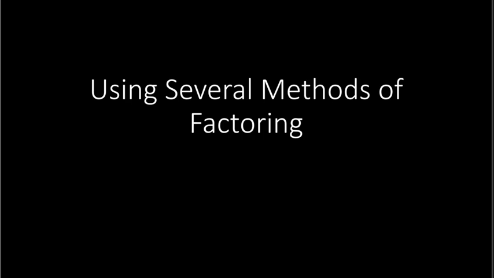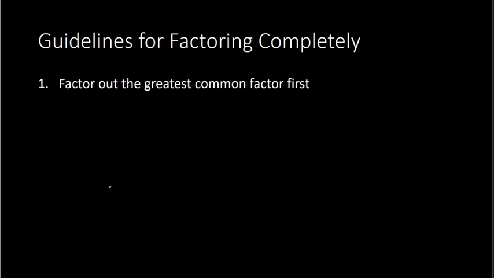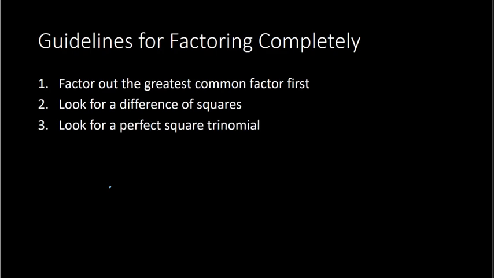using several different methods. So when you're factoring, some guidelines for factoring completely are as follows. First, make sure that you factor out the greatest common factor. That should always be the first thing you look for. Always look for a greatest common factor to pull out. From there, you want to look for your special cases. So look for your difference of squares and your perfect square trinomial.